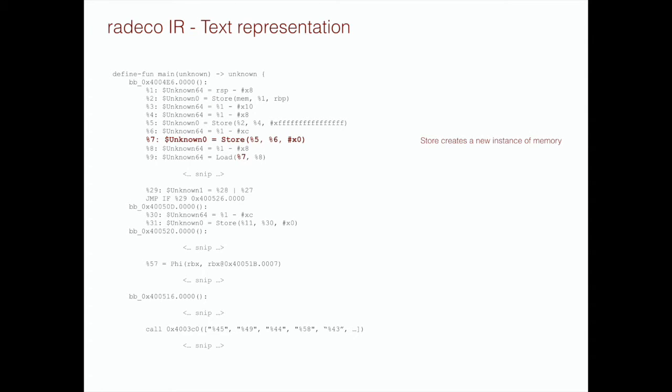Okay, as I spoke about earlier, store creates a new memory operand, which is shown here. Store takes the previous memory operand, that's %5, which is written on the store, and then %6, which is the memory location, and writes 0 to it, and generates a new memory %7, which is subsequently used in load.